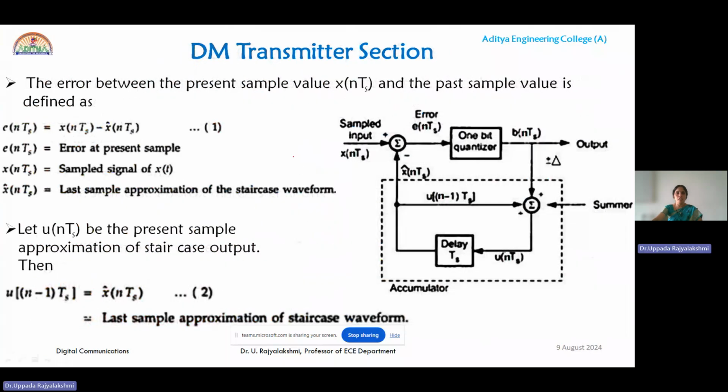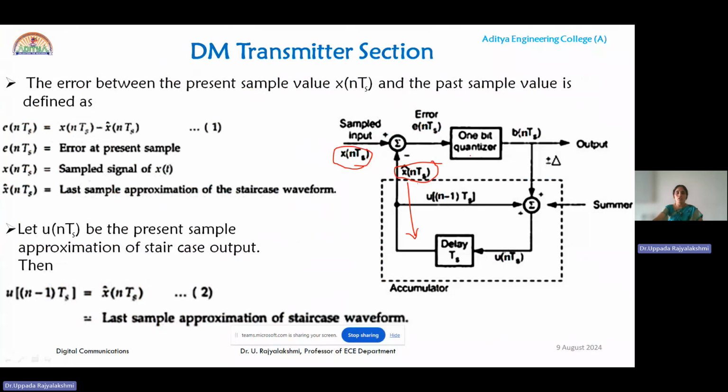Let us see the DM transmitter section. Here you can consider x of nTs as the present sample value and x cap of nTs as the past sample value, and this past sample value is stored in the accumulator section. Now the two inputs are applied to the comparator. This comparator takes the error between the present sample and past sample. If x is greater than x cap, the error will be positive. So E is positive when x is greater than x cap and E is negative when x is less than x cap. If the present sample is greater than or equal to the past sample, then the error is positive.